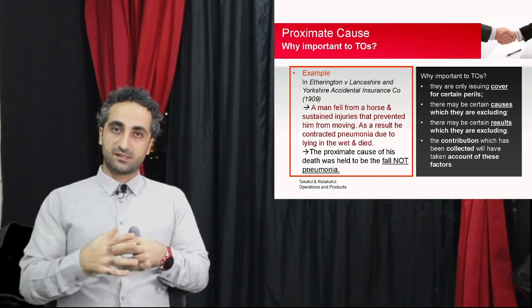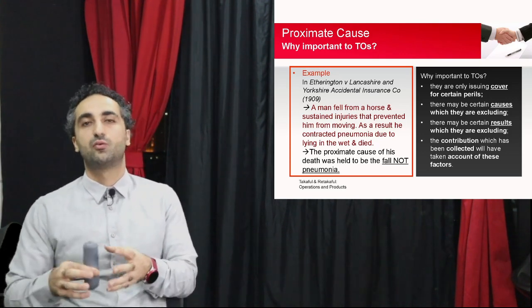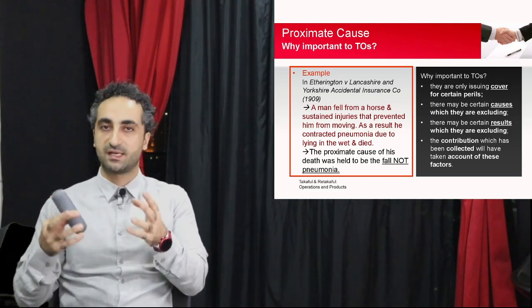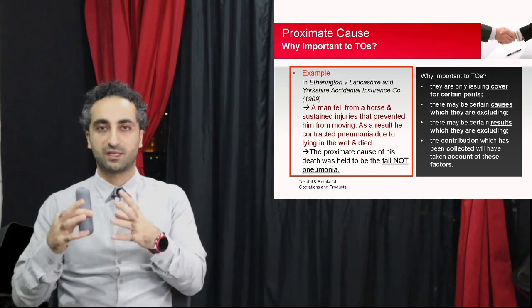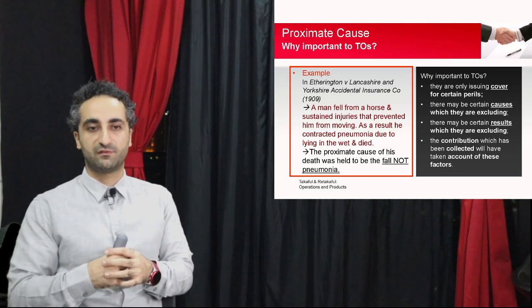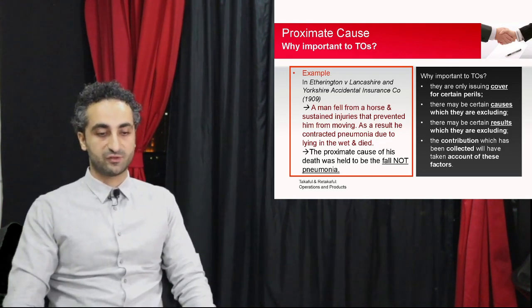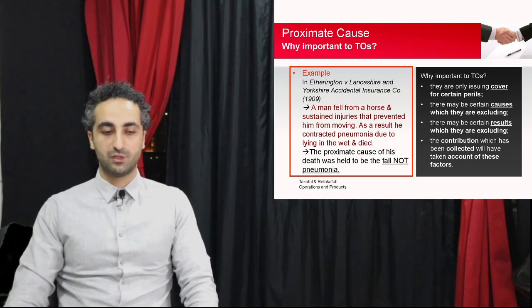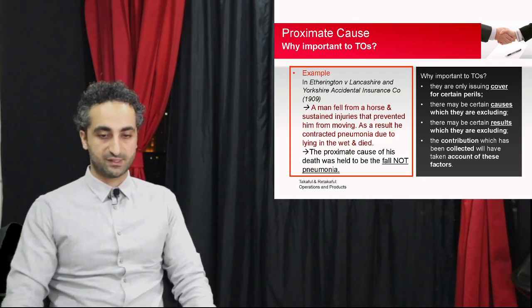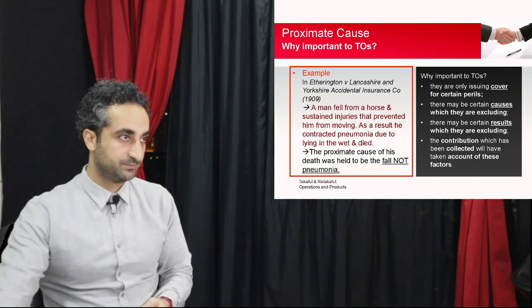It's a serious illness. So what's the proximate cause here? Why did he get paralyzed and have to stay in the bed and die from this illness? Because of the fall from the horse. So the proximate cause of his death was held to be the fall, not the illness. Let's take one more example.